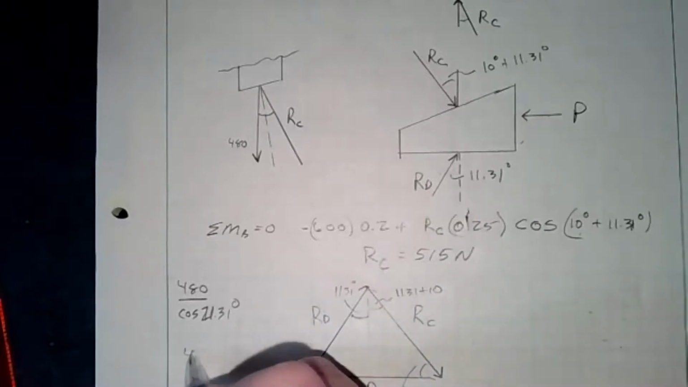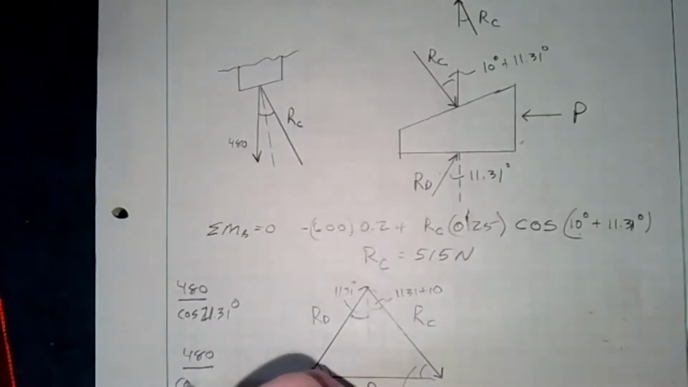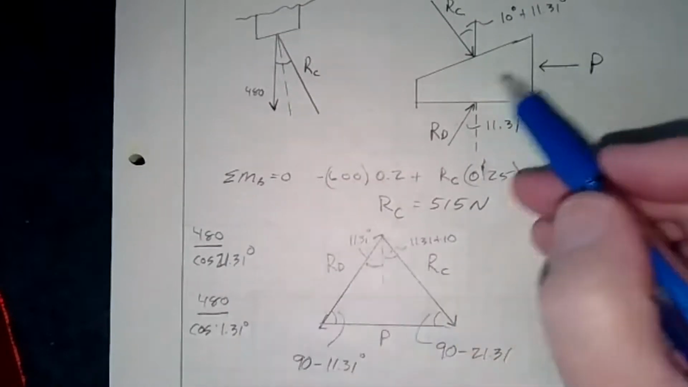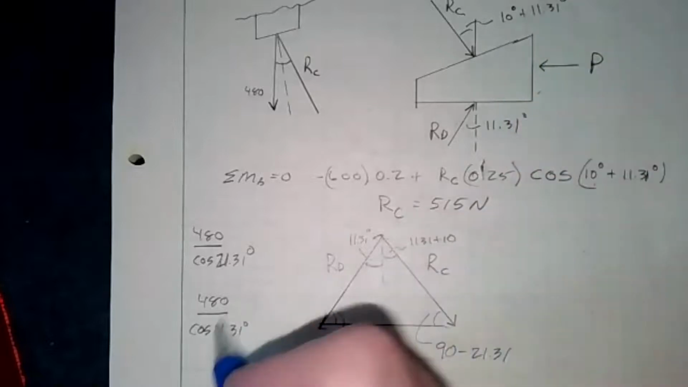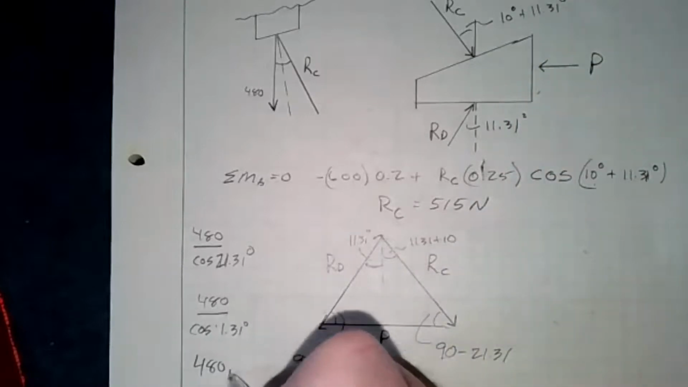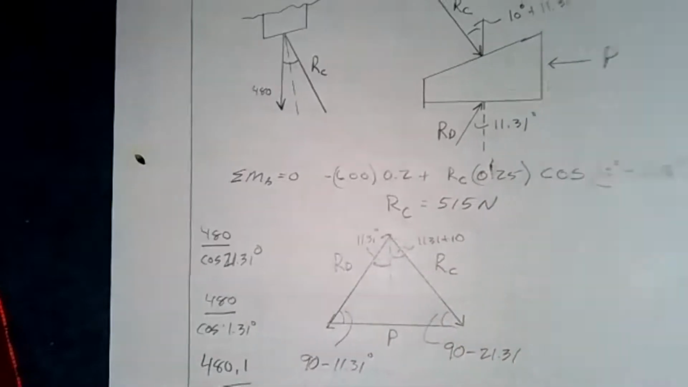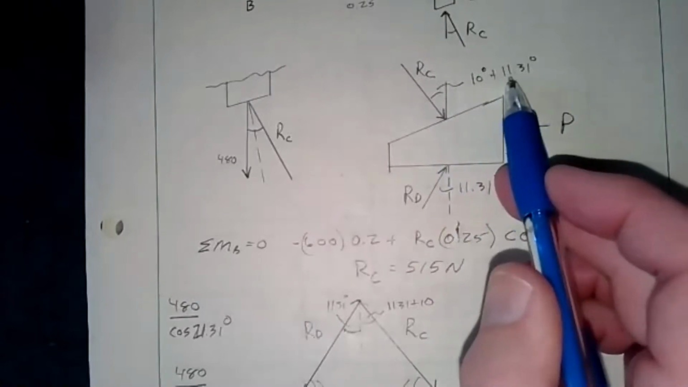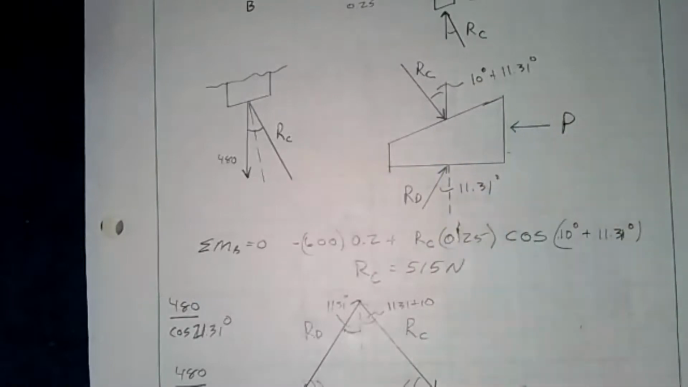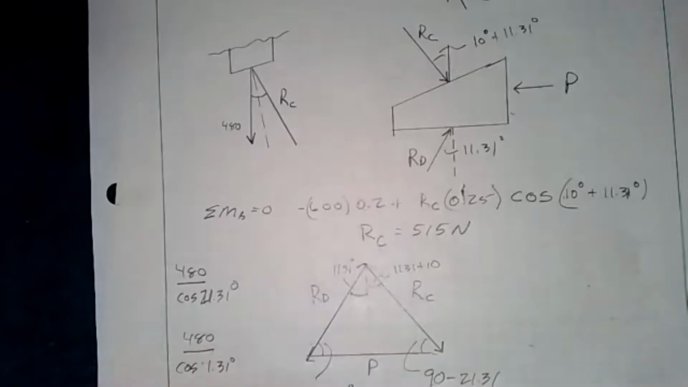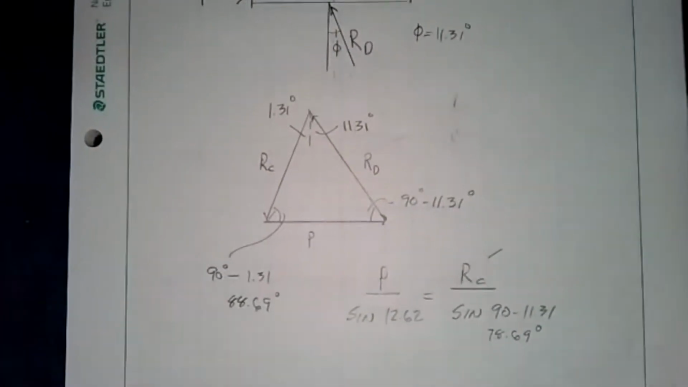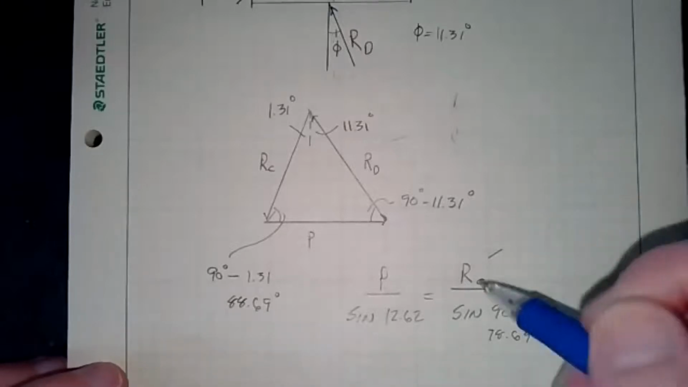But if we take 480 and we divide it by the cosine of just 1.31 degrees, which is what it would look like for the new one, this gives us a value of 480.1. That's it, very little difference. And that again is because of this wedge angle going from effectively 21.31 to effectively 1.31. Okay, sorry about that. That's not straightforward. We'll do more of these, so hopefully it comes back.